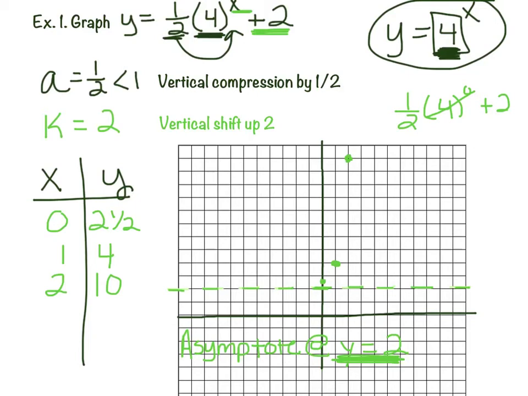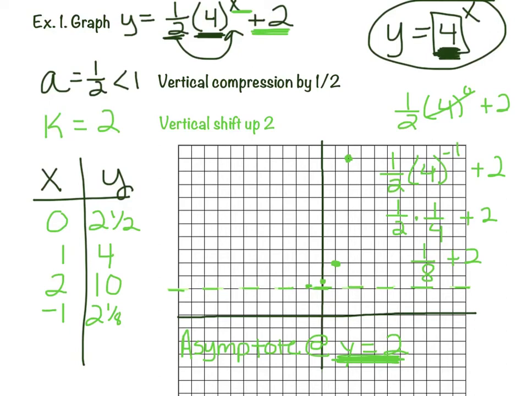Let's look on the left a little bit. If x was -1, then we're doing half of 4 to the -1 power and then plus 2. And remember, anything to the -1 power means the reciprocal. So we're doing half times 1/4 plus 2. And half of 1/4, remember, when we multiply fractions, we do top times top and bottom times bottom. And 1/8 plus 2 is 2 1/8. So we went from 2.5 down to 2 1/8.